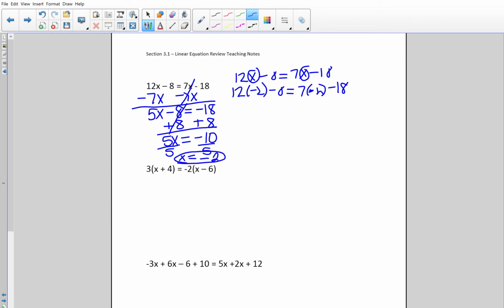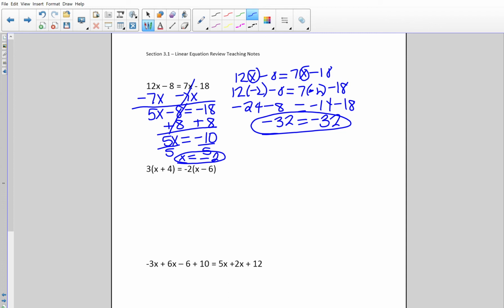Simplify each side. So this would be negative 24 minus 8. That's a negative 32. And on this side, you have negative 14 minus 18. So those get added together, which gives you a negative 32. So it checks out. Okay, so this next problem is going to require you to simplify first.